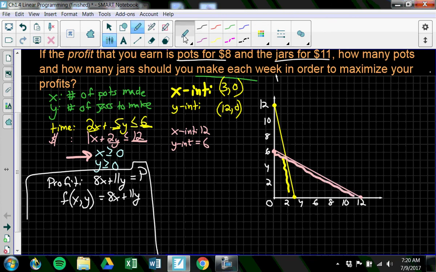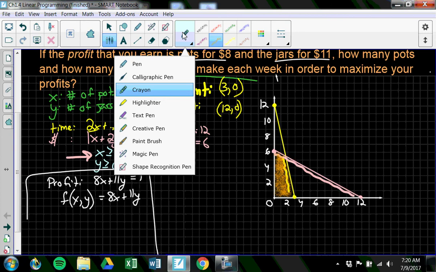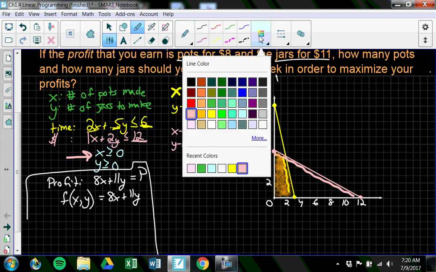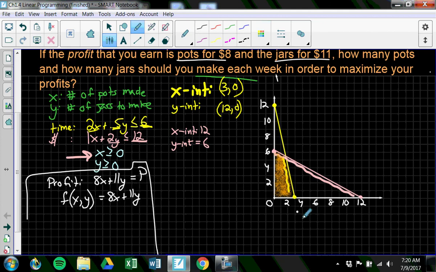And our double shaded region, I'll grab my crayon because my crayon's fun. My double shaded region is this kind of disgusting orangey color. It's actually not a bad orange. This region right here is double shaded. What that means is that every single point inside this shaded region works. And they represent pots and jars that are being produced. So the x-axis, remember we defined it this way, stands for number of pots. And the y-axis stands for number of jars.